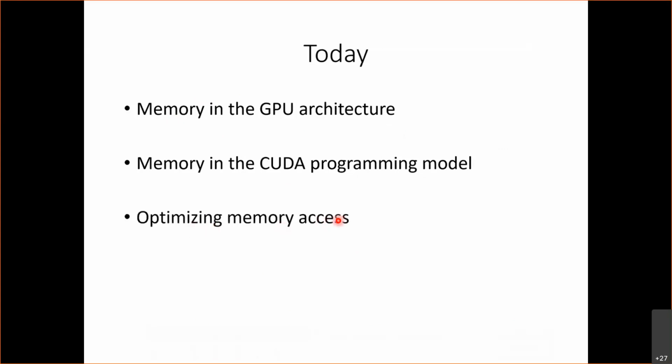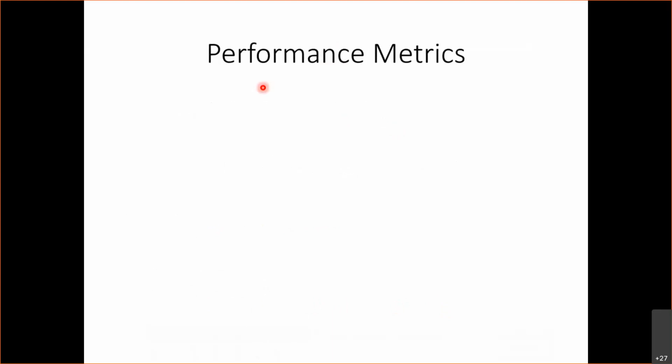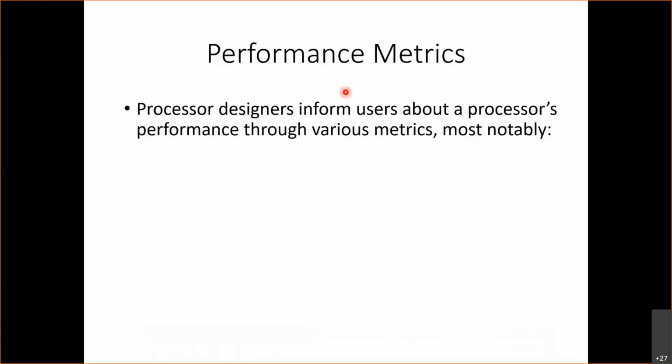And we're going to have a running example throughout the lecture, which is, again, matrix-matrix multiplication, but this time with some more optimizations added, namely the tiling optimization. Okay? So before I talk about memory in the GPU, I'd like to first discuss performance metrics. So when a processor designer designs a processor, they usually give us some information about the capabilities of this processor. Okay, so processor designers inform users about the processor's performance through various metrics.